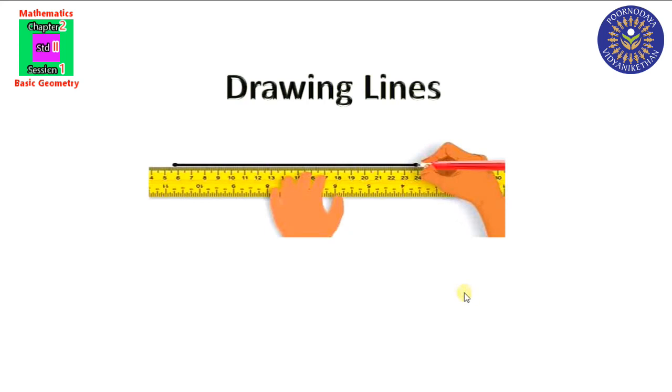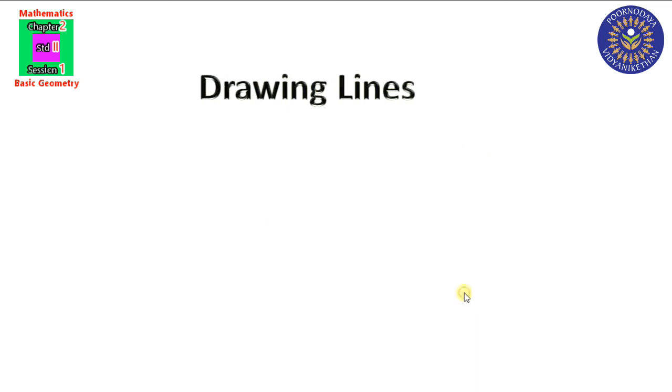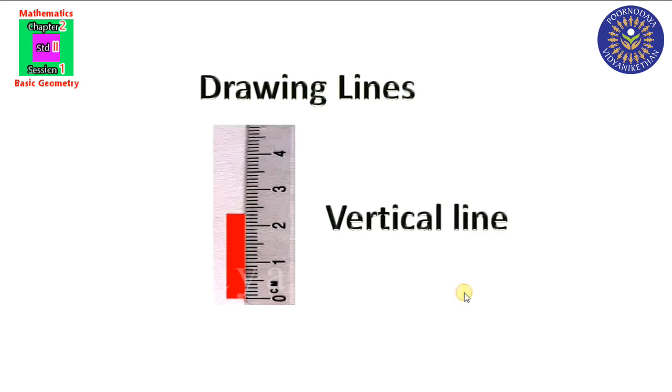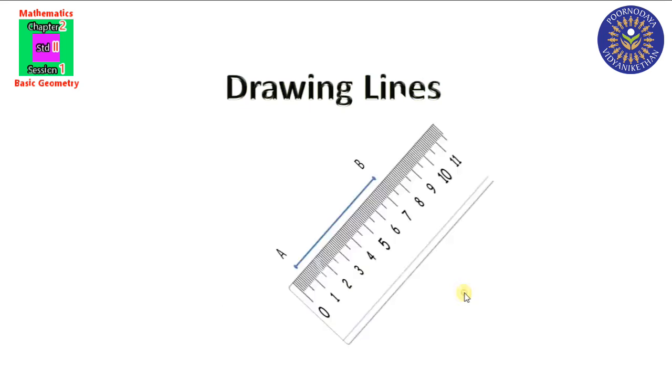This is an example for a horizontal line. See here, this one is an example of a vertical line. Then next we are going to draw a slanting line. This is an example for a slanting line.